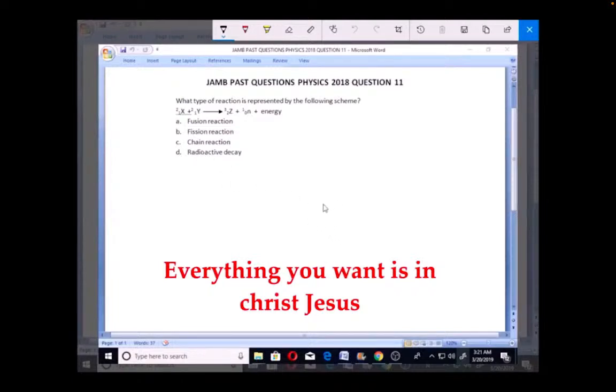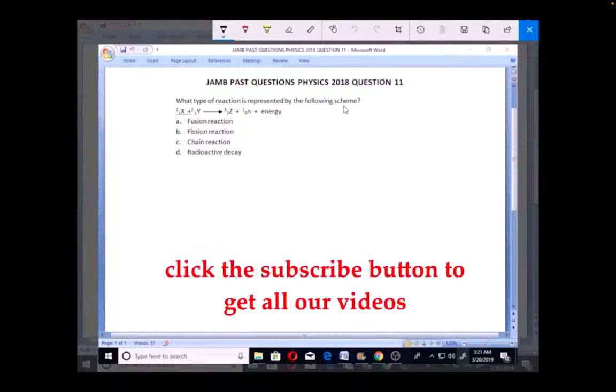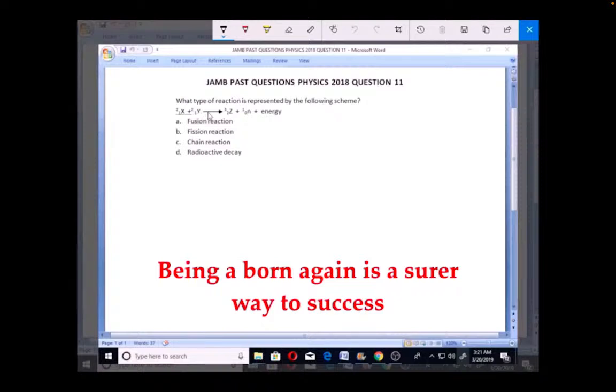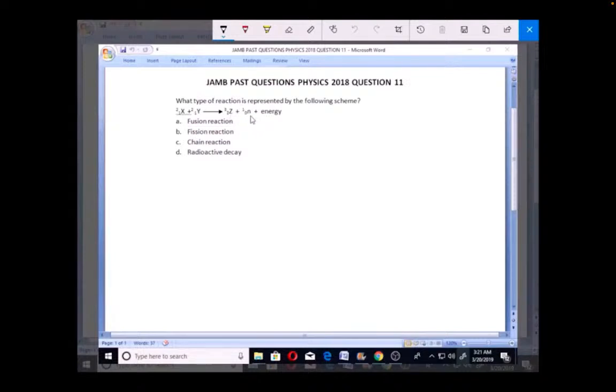The question goes: what type of reaction is represented by the following scheme? We have nucleus X, superscript 2, subscript 1, plus nucleus Y, superscript 2, subscript 1, to form nucleus Z with superscript 3, subscript 2, plus a neutron, superscript 1, subscript 0, plus energy. The options are A, fusion reaction; B, fission reaction; C, chain reaction; D, radioactive decay.